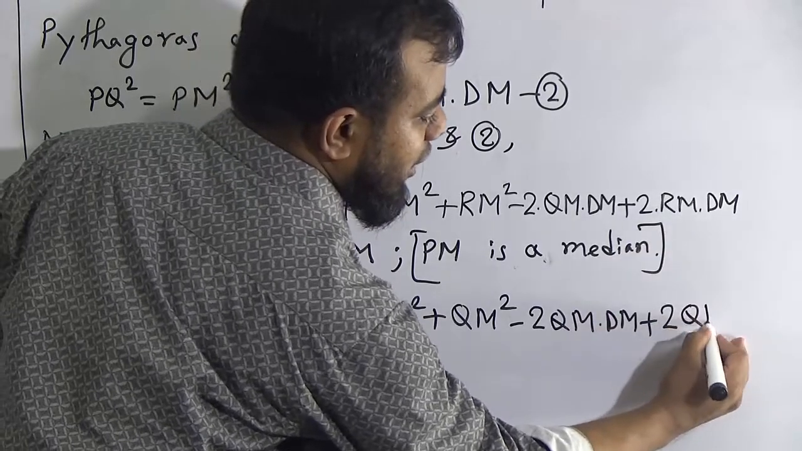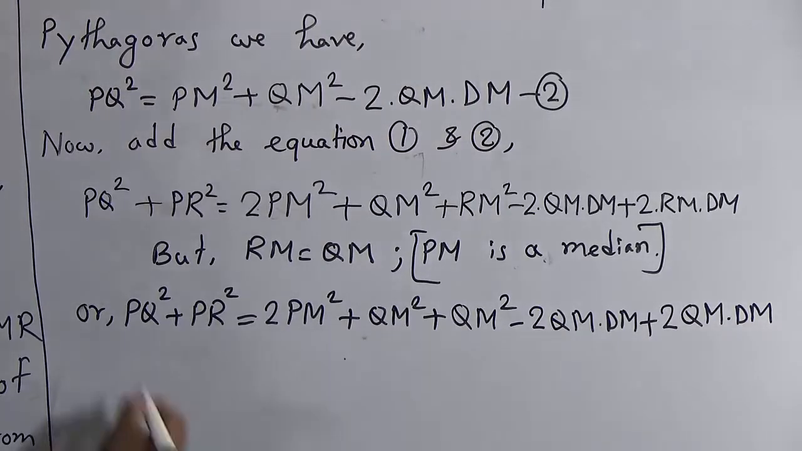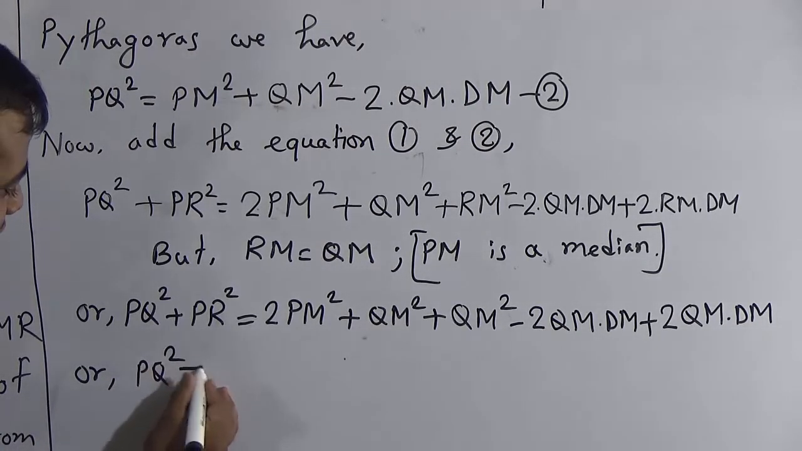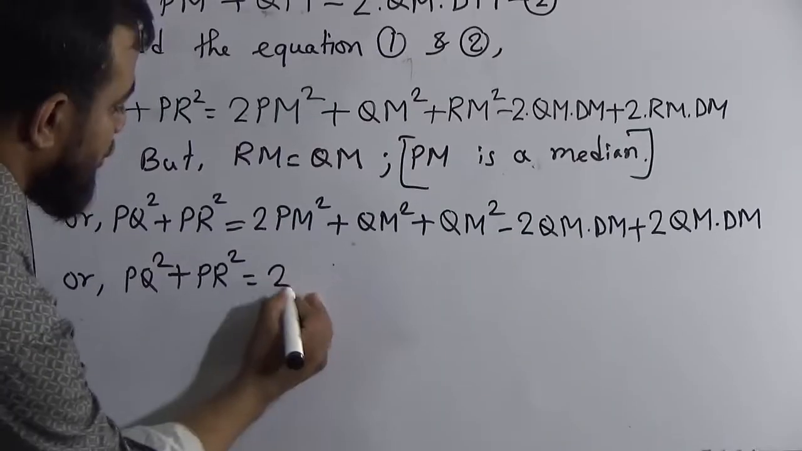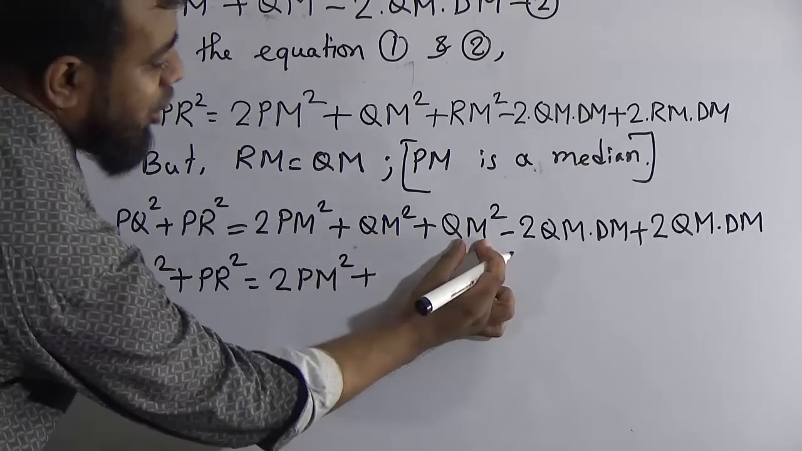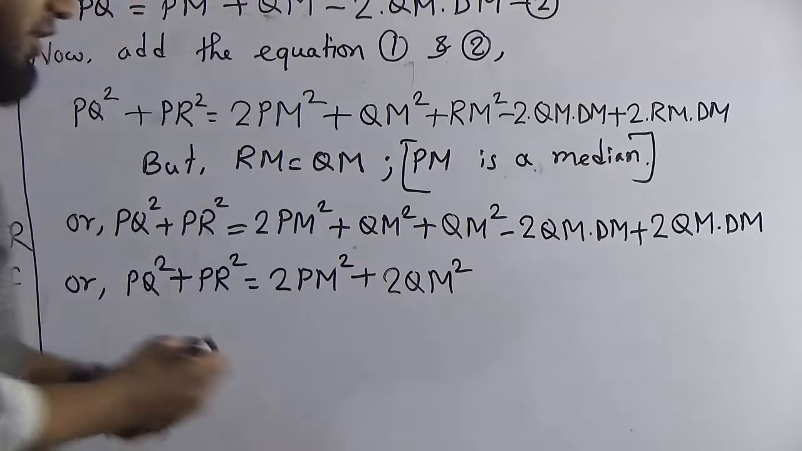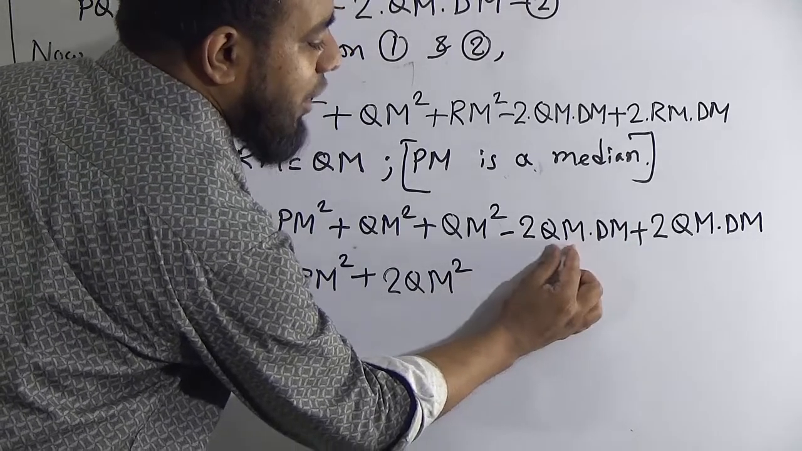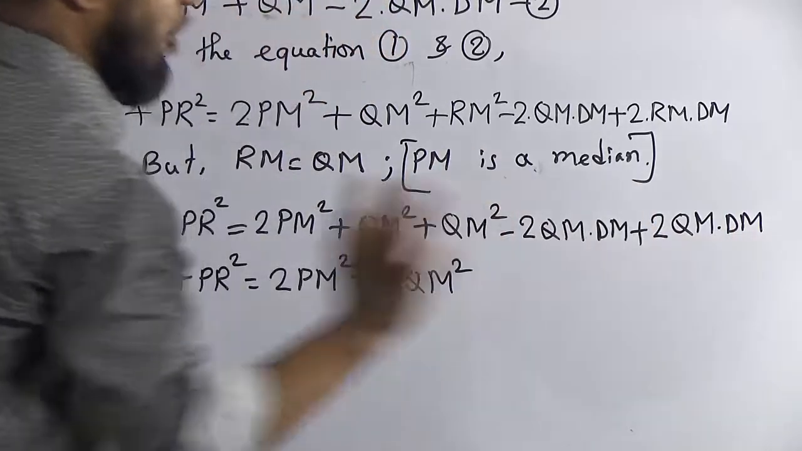QM. 2QM into DM. Now my dear students, PQ square plus PR square is equal to 2PM square plus QM square plus QM square. It will make 2QM square. And this 2 will be omitted because this is minus 2QM DM, it is plus 2QM DM. This 2 will be omitted.